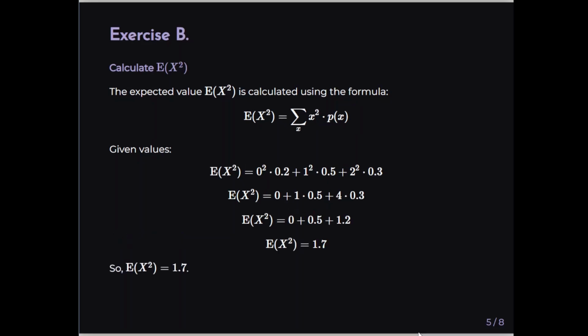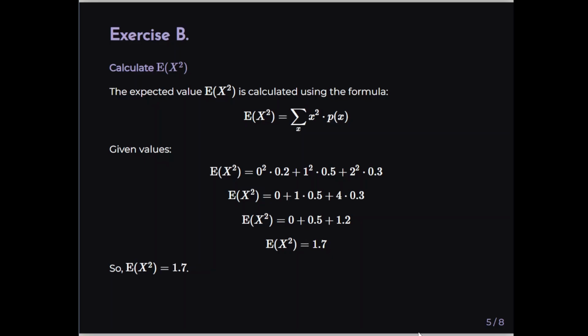So calculating e of x squared, the expected value of x squared. Now this is done almost the same way. There's just one slight difference. Rather than use the value itself, what we do is square each of the values, and then multiply by the probability of x. Okay, that's the only difference.